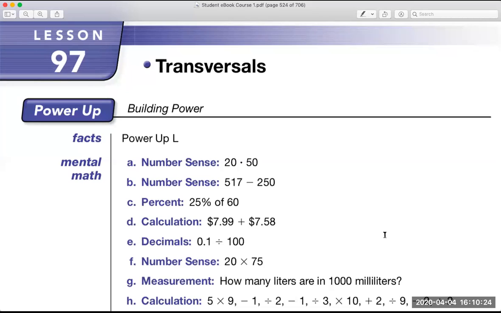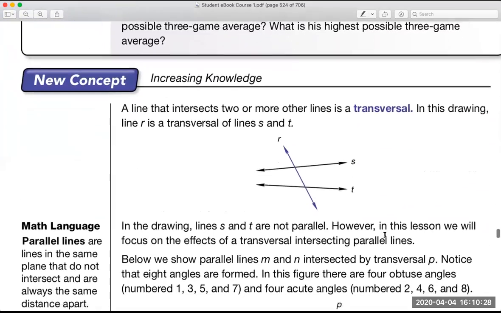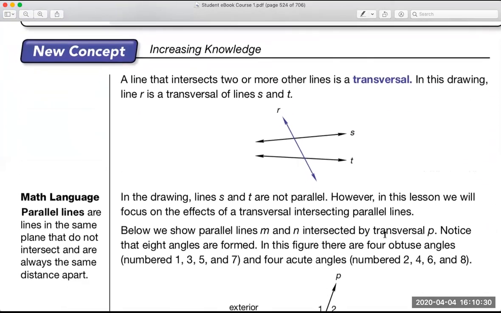We're looking at transversals today. What are transversals? Well, let's just get right into it. New concept, apparently. It's new to you all. It is a line that intersects two or more lines.